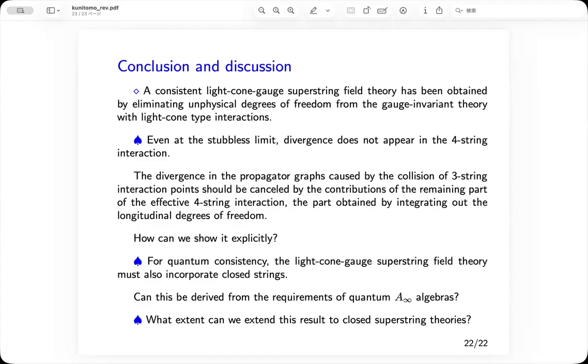But we cannot yet show it explicitly. The problem is, how can we show it explicitly? And also, for quantum consistency, the light-cone superstring field theory, or in general light-cone string field theory, must also incorporate closed string fields explicitly. So the question is whether this fact can be derived from some requirement of the quantum infinity algebra, quantum consistency of the gauge invariant theory. And also, to what extent can we extend this result to closed superstring field theories? Okay, that's all.